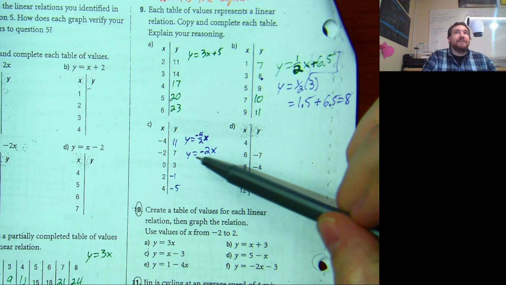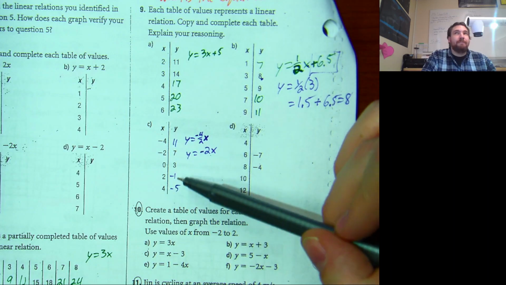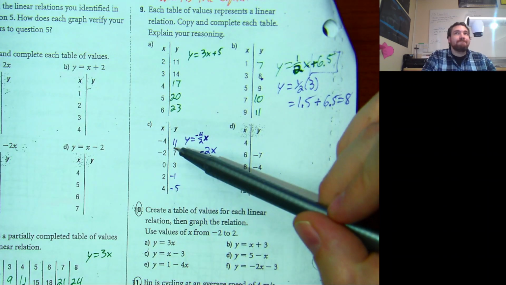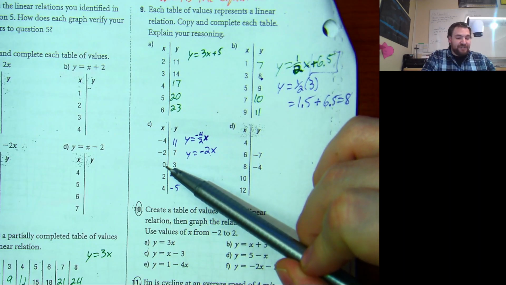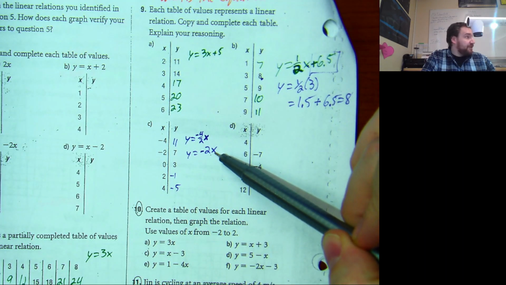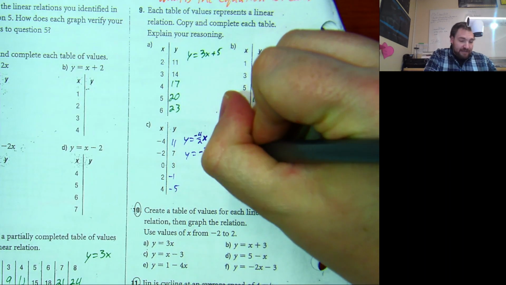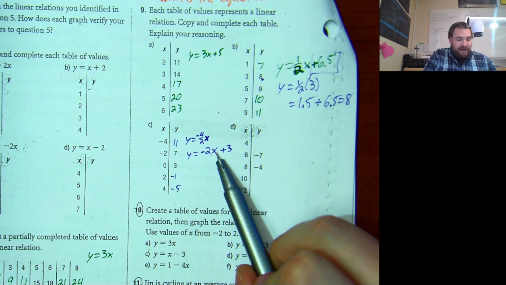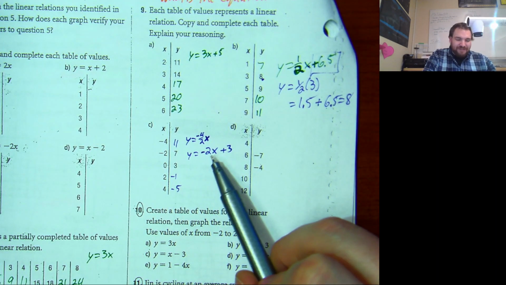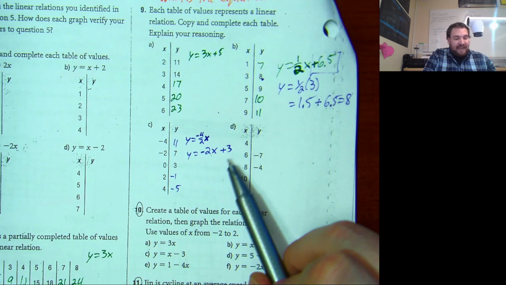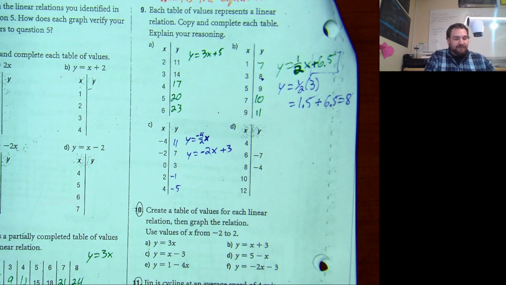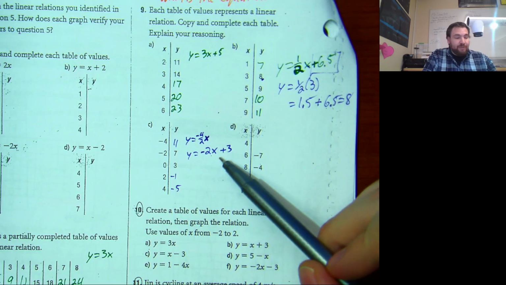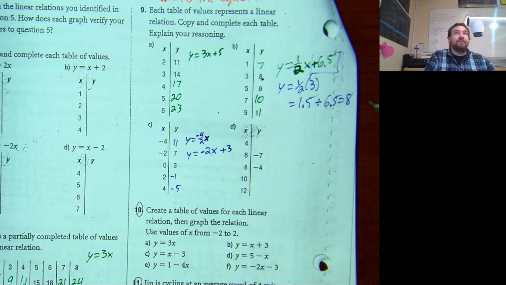The easiest one to plug in here is which one? 0. Because if I take 0 and put it in for x, I'm going to get y equals 0. I don't want 0, I want 3. So what do I have to add to 0 to get 3? 3. So Akam is suggesting my -2x plus 3 is the correct relationship here.